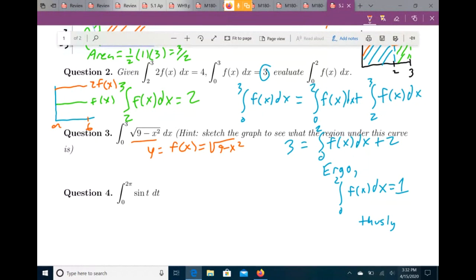Does anyone know what this graph looks like? Good, it's a semicircle. If I square both sides of this equation, I get y squared equals 9 minus x squared, or y squared plus x squared equals 9. This is a circle with radius 3. Since it's a positive square root, it's just the top half of the circle.